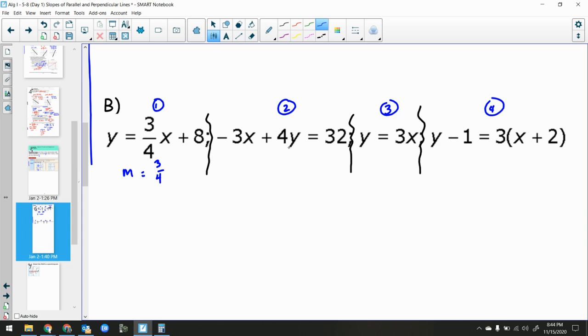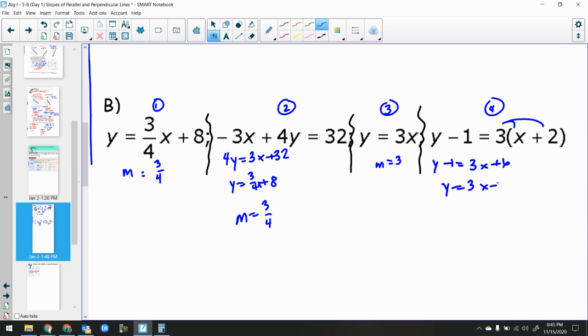This one, I can't easily identify the slope. It's in standard form. So instead, let's solve it for y. I'm going to add the 3x over to the other side. That's going to give me 4y is equal to 3x plus 32. I divide by 4, 3/4 x plus 8. So my slope is 3/4. Here, my slope is 3. And here, let's solve this one for y as well. Y minus 1 is equal to 3x plus 6. And I add the 1 over to the other side. Y is 3x plus 7. My slope is 3.